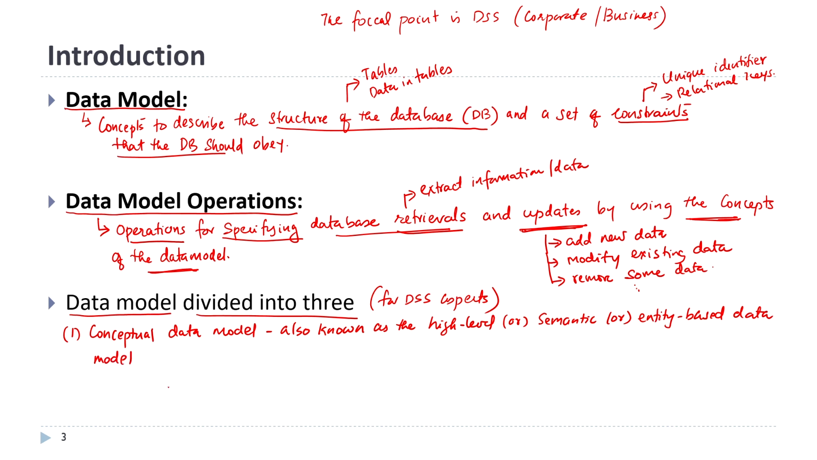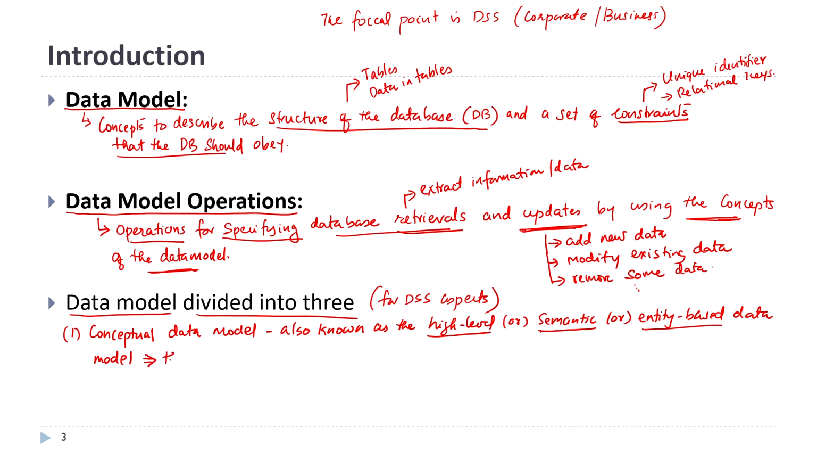Okay, entity based data model. The conceptual data model is sometimes called a high level model. It is at the designer level, mostly done by human beings. It is also called a semantic model, or an entity based data model. So, what does it do?